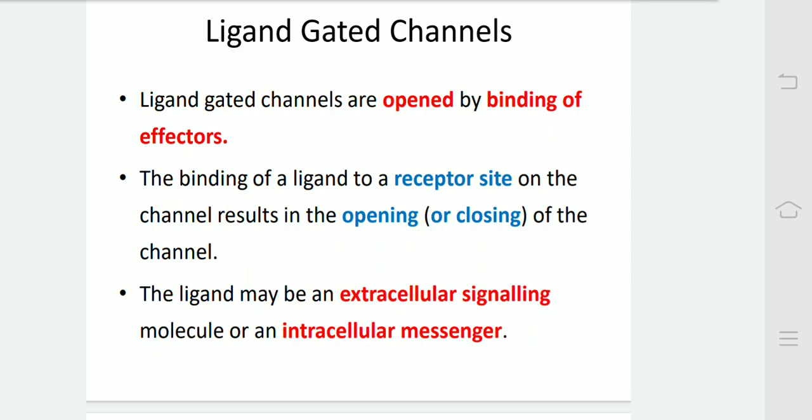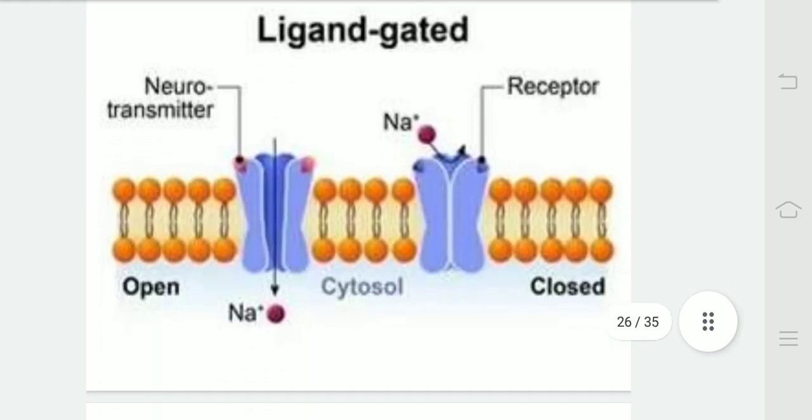Coming to the ligand gated channels, ligand gated channels are opened by binding of effectors. The binding of a ligand to a receptor site on the channel results in opening or closing of the channel. The ligand may be an extracellular signaling molecule or an intracellular messenger. In this diagram, we can see that the ligand gated sodium channel is open when a neurotransmitter is attached to the channel, whereas it is closed when a receptor binds to it.